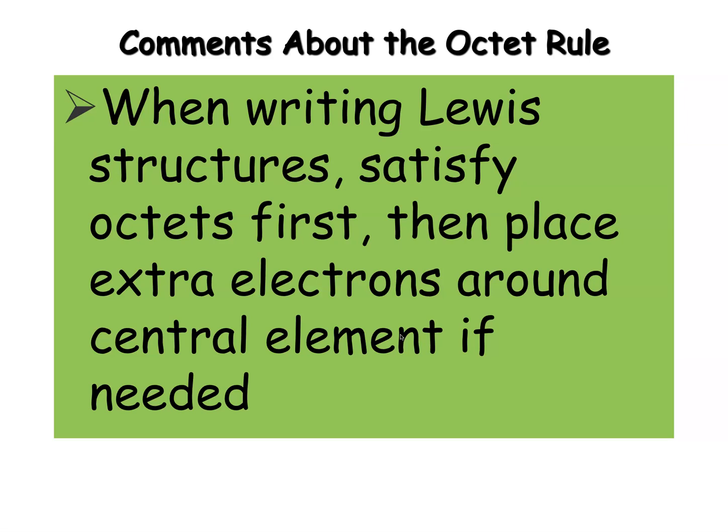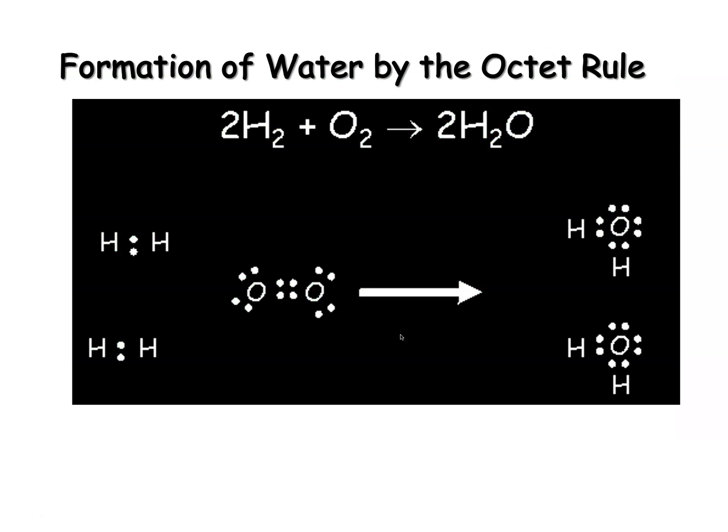When you're writing Lewis structures, I have a set of rules coming up. Ultimately, at the end of the day, satisfy your octets and then make everything work. You can always move electrons and atoms around to make sure things get what they need. So looking at water from an octet rule perspective, 2 hydrogen molecules, 1 oxygen molecule, giving 2 water molecules, we can see oxygen has its 8, hydrogen has its 2, the duet rule, and everything is satisfied.